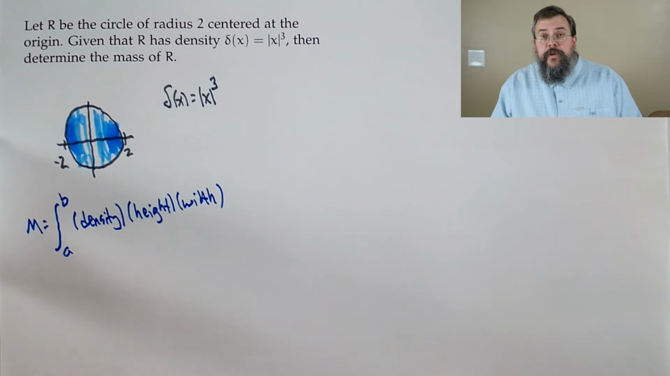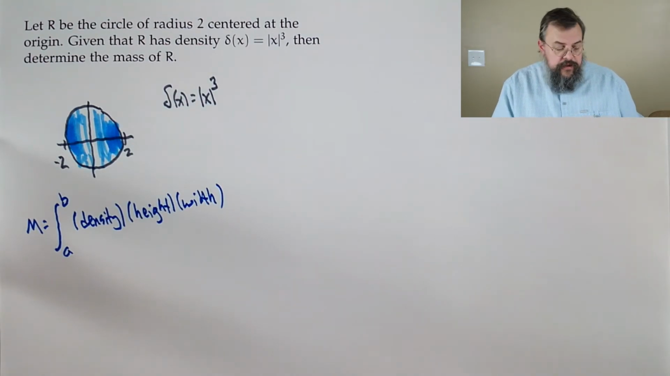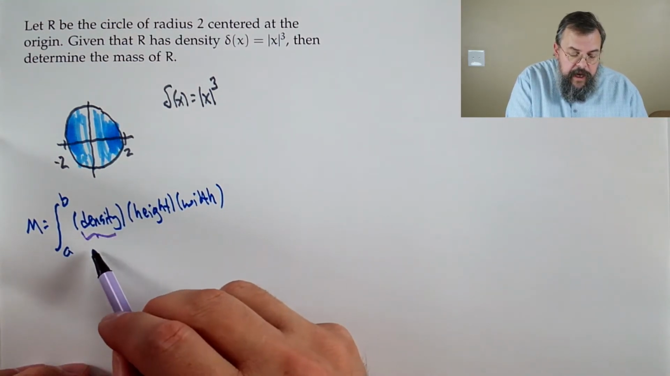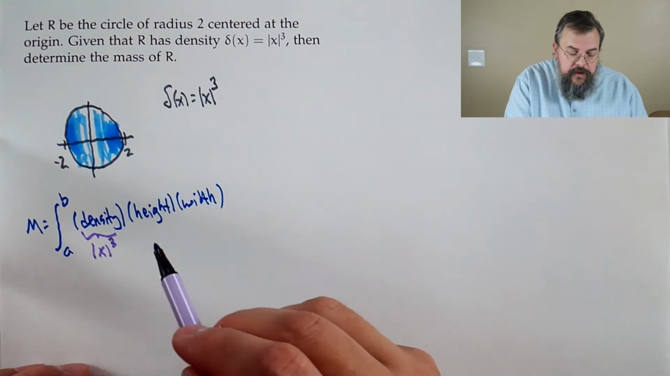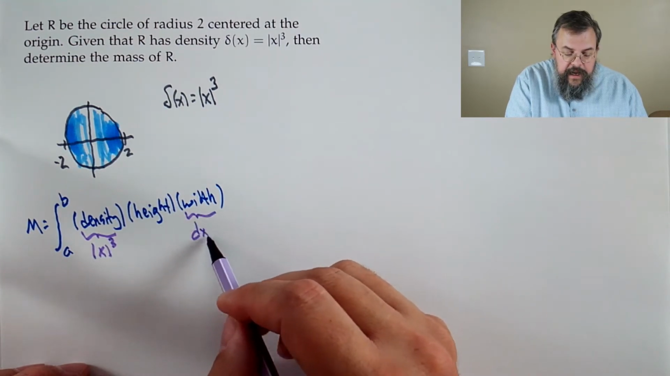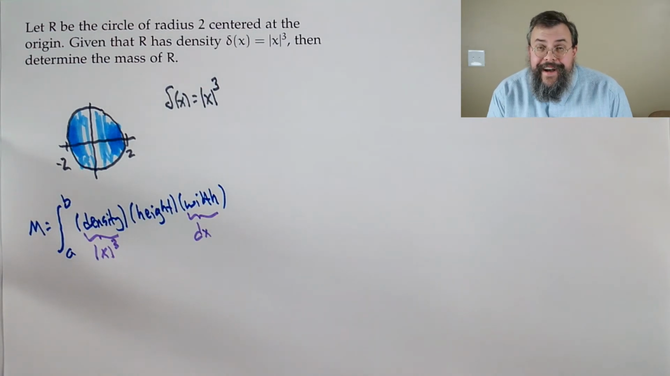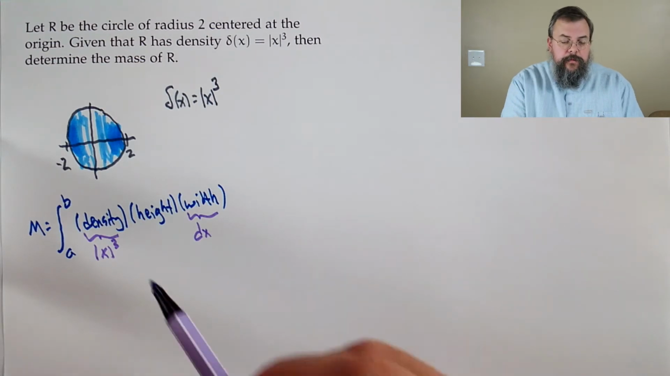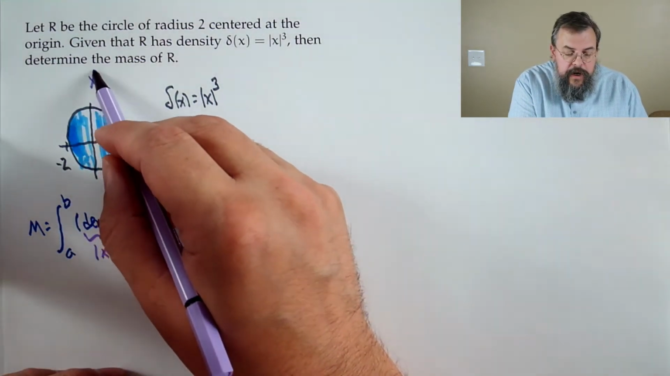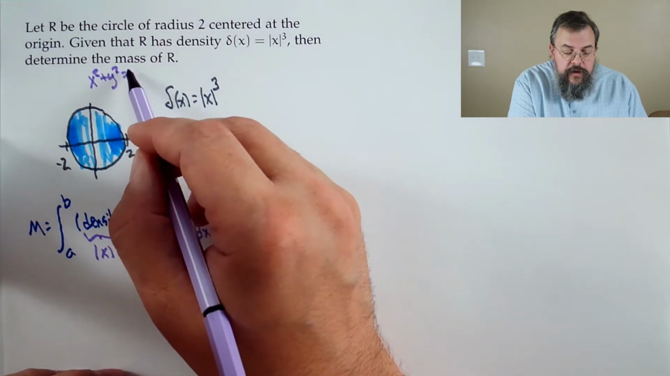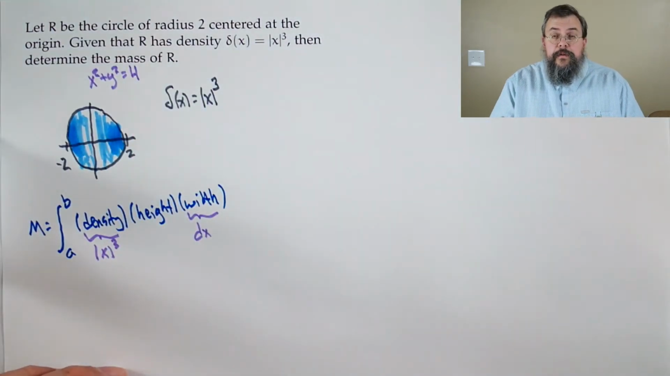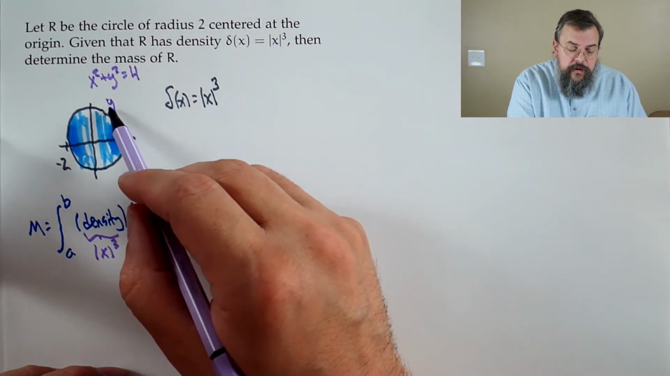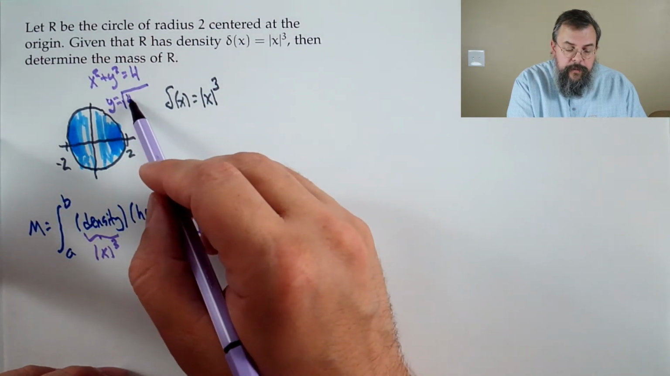All right. So some of these pieces are pretty easy to spot. The density, oh, that's given to us. That's the absolute value of x cubed. Our width, that's our dx. Now, let's talk about our height. For our circle of radius 2, the way we would start is by saying that's given by the formula x squared plus y squared equals r squared. Well, that's x squared plus y squared equals 4. So if you solve for y, you'd subtract x squared and take the square root. So you get y equals the square root of 4 minus x squared.